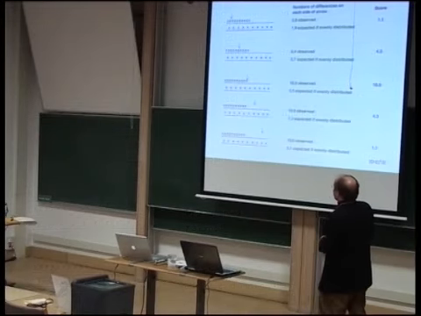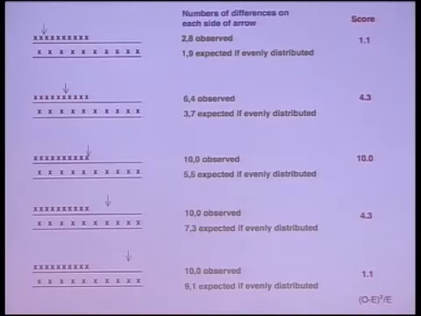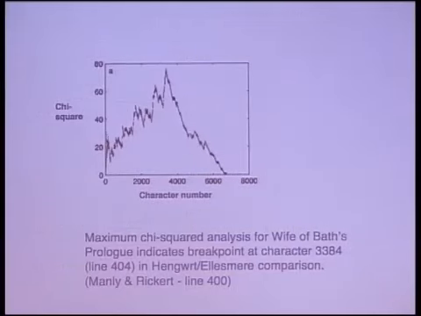And when the arrow is at the point where the recombination took place, we then expect a maximum value of chi-squared. So if we apply this maximum chi-squared analysis to these sets of manuscripts like Ellesmere and Hengert, then what do we get? We get something like this. It works extremely well.